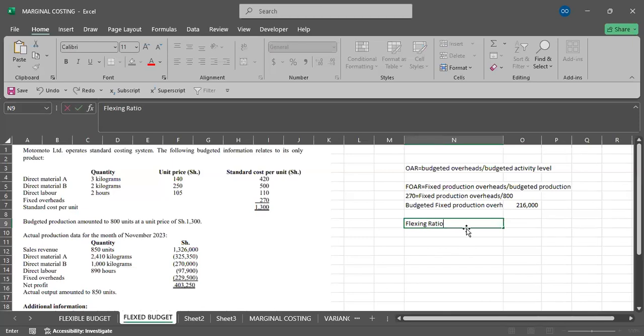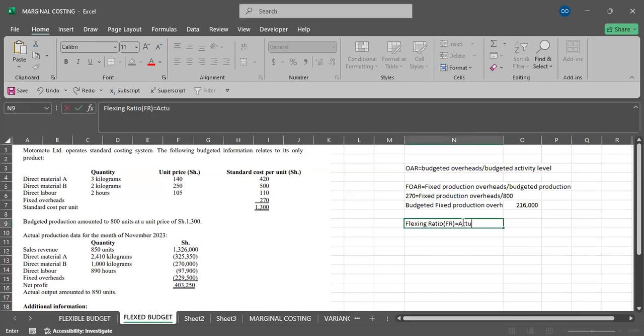Good. So how do we normally calculate this flexing ratio? Is there someone who can tell us the formula of getting the flexing ratio? Flexing ratio is actual production divided by budgeted production. Okay. Thank you.